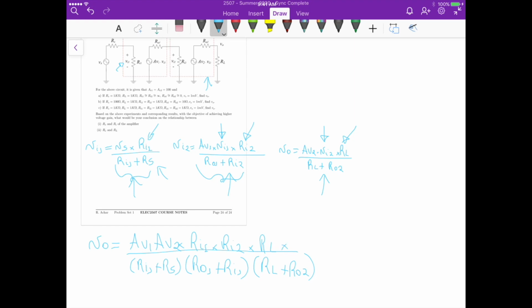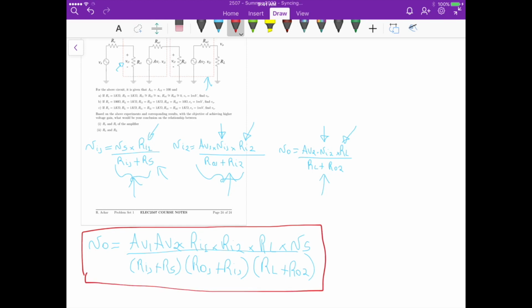And that's also times Vs. We could take this Vs and put it under the division, but let's keep it here because it's just asking for Vout, so times Vs. So that's the equation we have for the output voltage. For each of the cases in parts A, B, and C, it's just a matter of substituting the values of resistance, voltage, and gains in this equation to get the value of Vout.